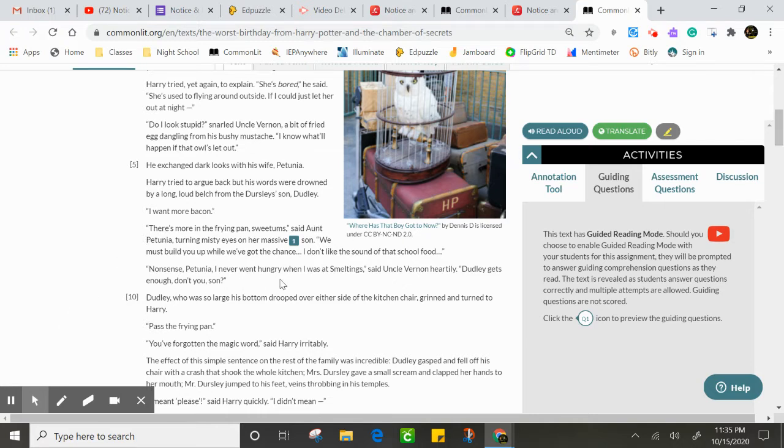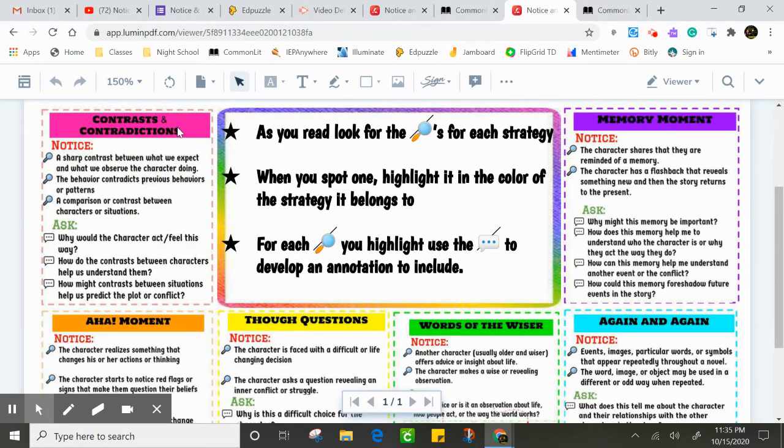So I'm going to stop us right here. I've noticed something in this passage that we might be able to highlight. So I'm going to see if you can predict which one of the signposts it is. It is one of the ones that we've talked about. It's either a contrast and contradiction, an aha moment, a words of the wiser, or an again and again. What do you think it is?